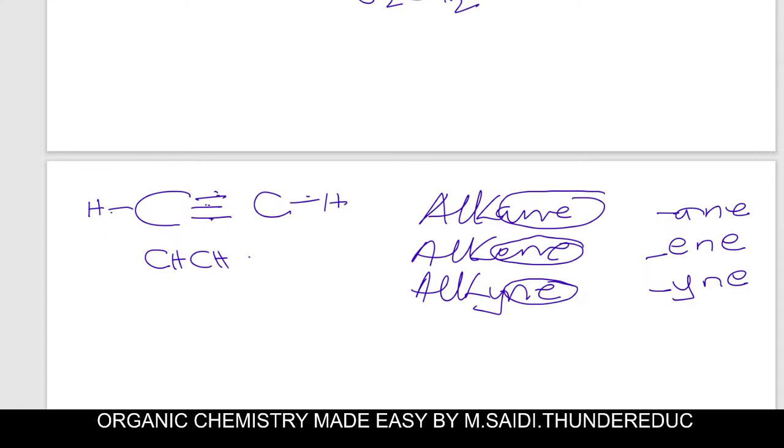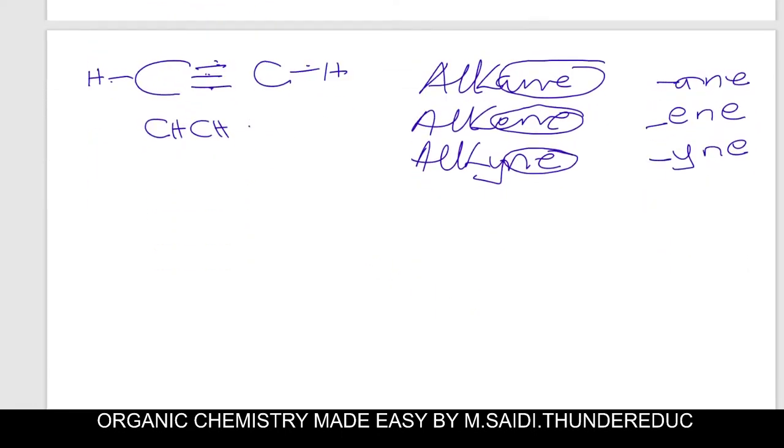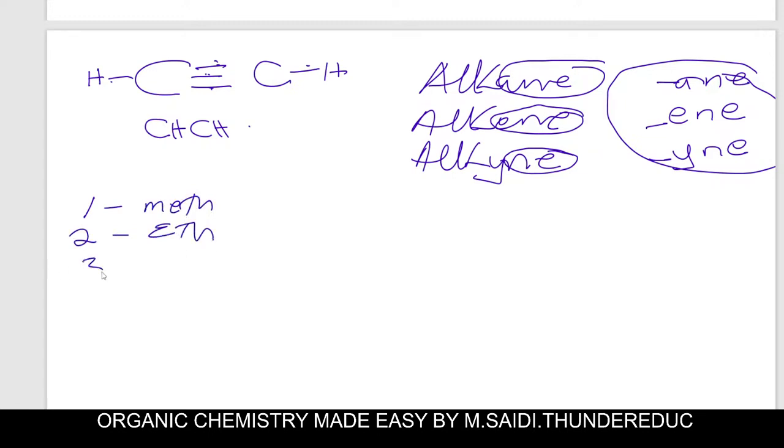Yes. So let's go to this. Now, after knowing the suffix, you need to know the prefix, whereby 1 means meth, 2 means eth, 3 means prop, 4 means but, 5 means pent. Yes? Look carefully.